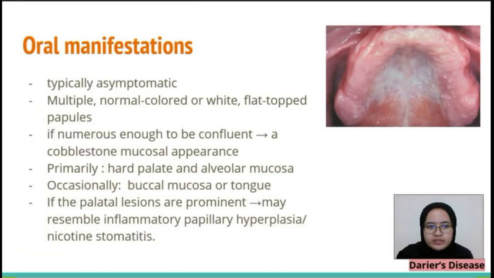So for oral manifestations, the oral lesions are typically asymptomatic and are discovered on routine examination. They consist of multiple, normal-colored or white, flat-topped papules that, if numerous enough to be confluent, result in a cobblestone mucosal appearance. These lesions affect the hard palate and alveolar mucosa primarily, although the buccal mucosa or tongue may occasionally be involved. If the palatal lesions are prominent, then the condition may resemble inflammatory papillary hyperplasia or nicotine stomatitis. As you can see in the picture, the oral mucosa shows multiple white papules on the palate.